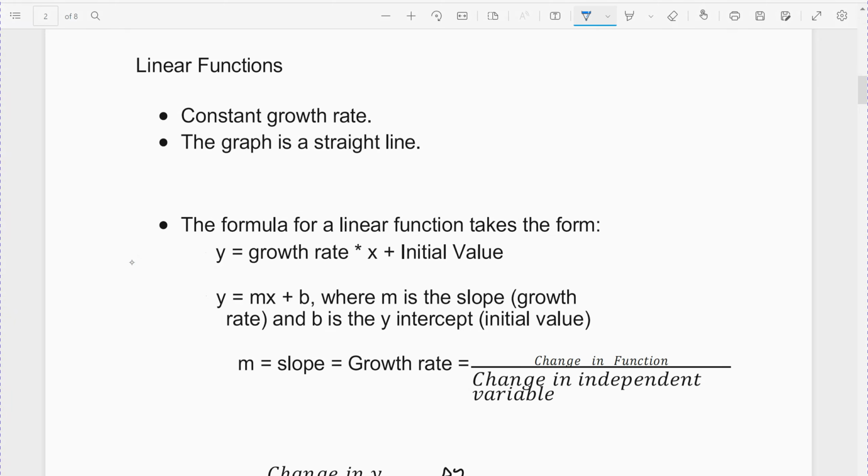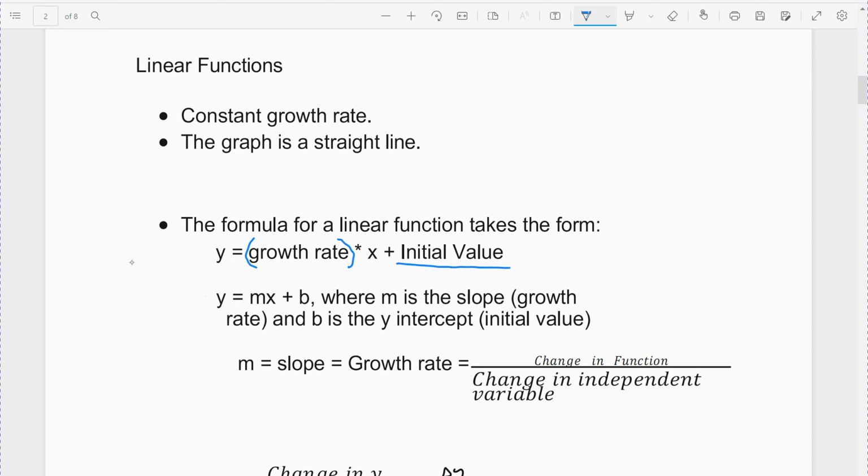So now we're going to focus on linear functions. Linear functions have a constant growth rate. That's slope. The graph is always a straight line. Right? So the formula for a linear function, if we're just talking about it in words, and it's a linear growth function, would be the growth rate times x plus whatever my initial value.